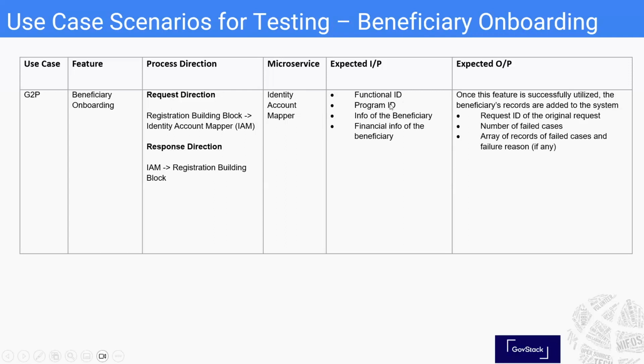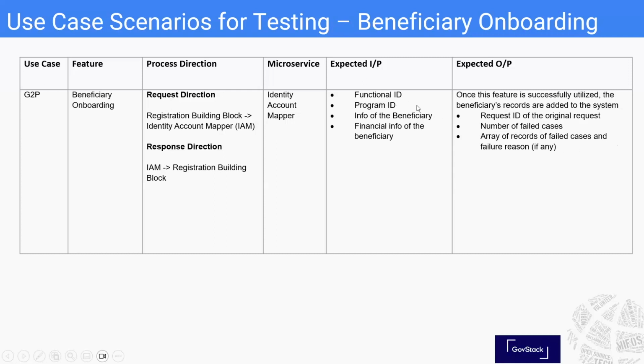And for that functional ID, what program IDs are applicable to that beneficiary, then further information of the beneficiary, as well as the financial information of the beneficiary, so that it could be stored in the payment building block in the identity account mapper. If everything is correct, some of the validation checks that are done over here is that the identity account mapper checks that the functional ID is unique, that it is not duplicated, because if a functional ID already exists in the system, it will reject that particular record. It will not register it.